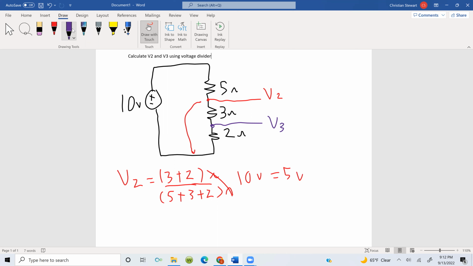Now let's solve for V3. V3 is just the voltage across this 2 ohm resistor, so V3 should be 2 ohms, and again, plus the resistors in series, times the 10 volts. So this is going to give us 2 volts.